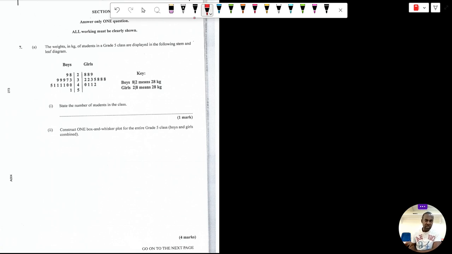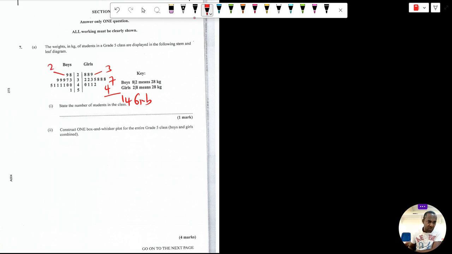All right, so what is the first part of the question they ask us to do? It says state the number of students in the class. So this should be relatively simple. All you have to do is basically count the number of items in the data set, inclusive of both boys and girls. So here we have 3, then 1, 2, 3, 4, 5, 6, 7, then 1, 2, 3, 4. So this gives us a total of 3 plus 7, 10, plus 4, 14 girls, right?